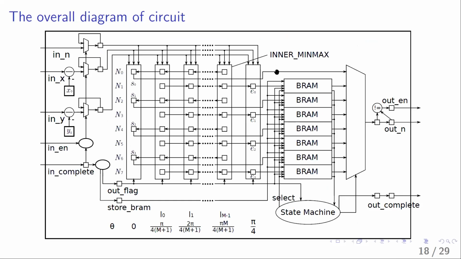The circuit diagram actually implemented is shown in the figure. The rectangle is a circuit called inner minimax, which consists of M instances. 4 straight lines are set for each, and 8 convex vertices are computed. The circuit receives 1 point every clock cycle. The vertices are output in counterclockwise order from out to N.